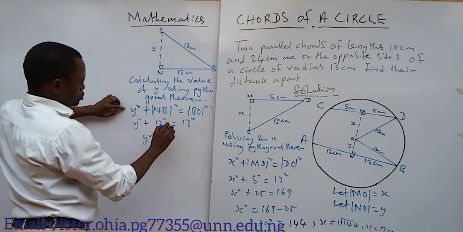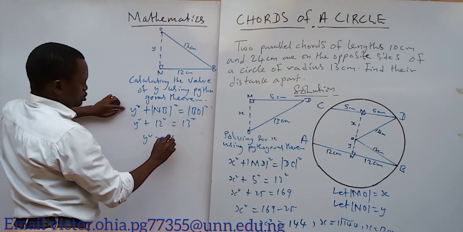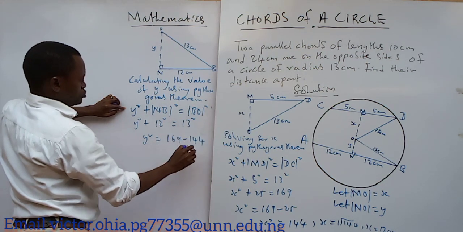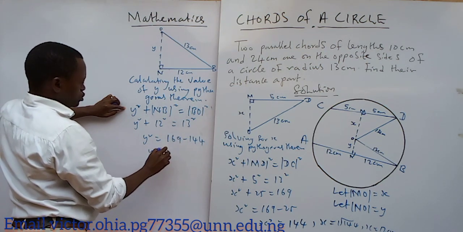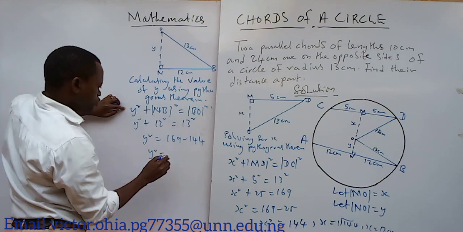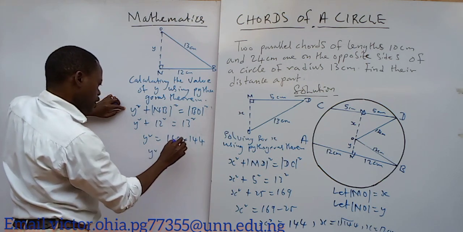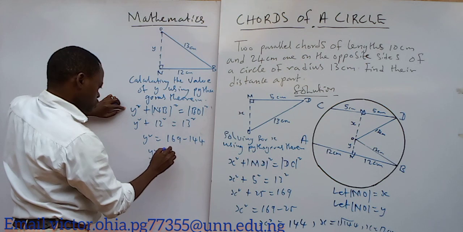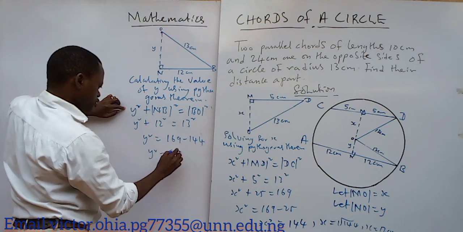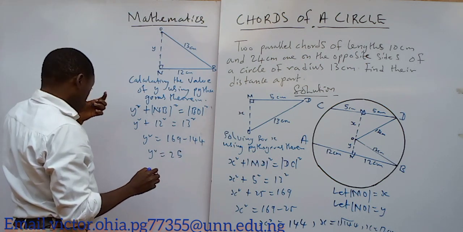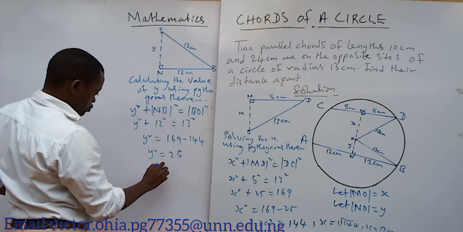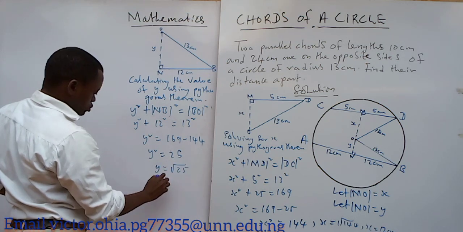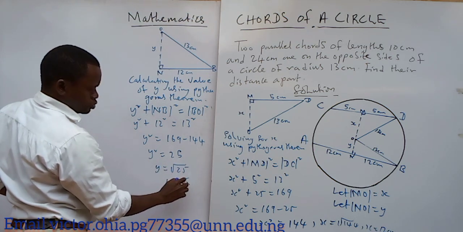Y squared is equal to, this goes over here, 169 minus 144. So y squared is equal to, because this difference will be 1 out, we have 2 here and we have 5 here. So that's 25. So we have y equals the square root of 25. So we have y equals 5 cm.